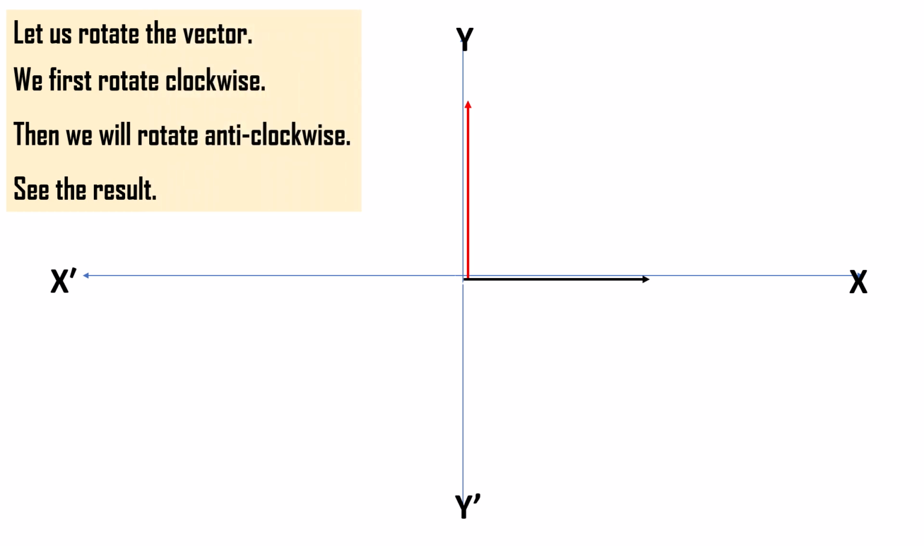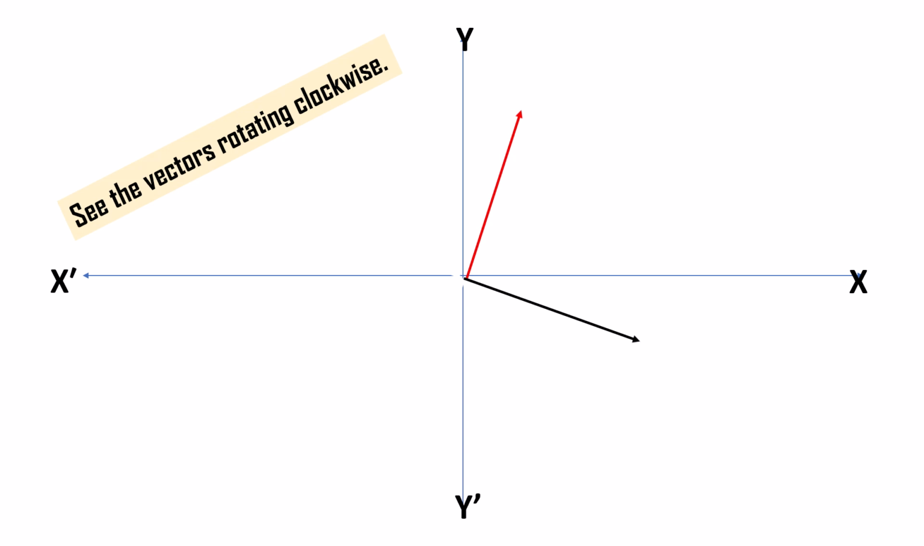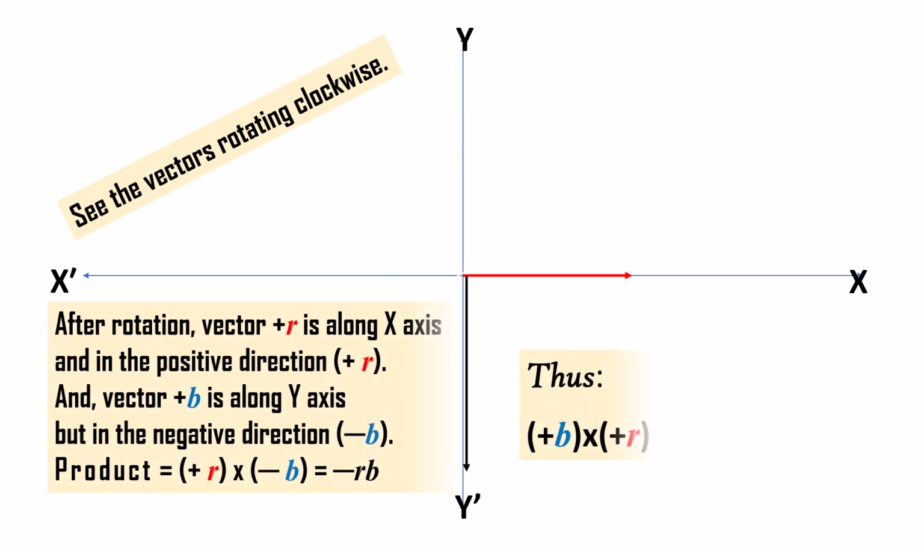By rotation through 90 degrees, we can bring the red vector line along the x-axis and the blue vector line along the y-axis. At first we will rotate clockwise and then counterclockwise. See the vectors rotate clockwise by a right angle. Now, red line vector R is along the x-axis but on the positive side.